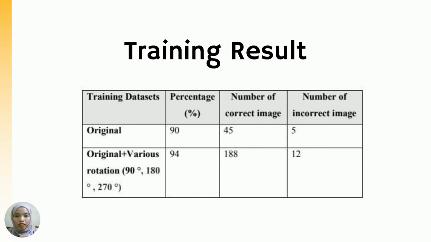So from the training result, it can be concluded that the type of the training dataset that undergoes image preprocessing and feature extraction influences the training accuracy. So the percentage of using the original training datasets is basically a little bit lower compared to the mixture of original with the various rotation training dataset, which apparently will affect the testing results.